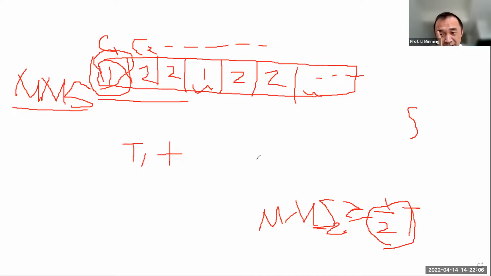Now, let's write down some formula. Maybe T1 is not so good. Let me just use A and B, that's easier. Suppose the first item is A, and the remaining items' cost is B. So basically, the total is equal to A plus B.